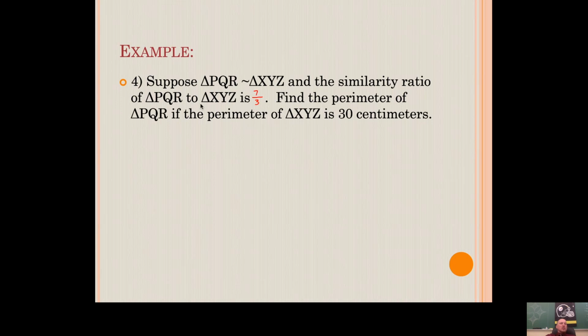Let's say that the similarity ratio of this triangle to this triangle is 7/3. That means this guy's your big triangle because he goes with the top number. So if you know the similarity ratio, the ratio of perimeters is the same. You know the perimeter of the smaller shape, and it's 30. So what's the perimeter of the bigger shape? If you've been doing your work, you really don't even need to cross multiply at all. I think you know that's 70.